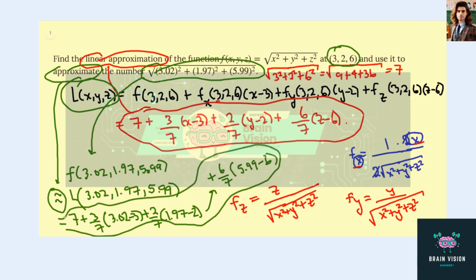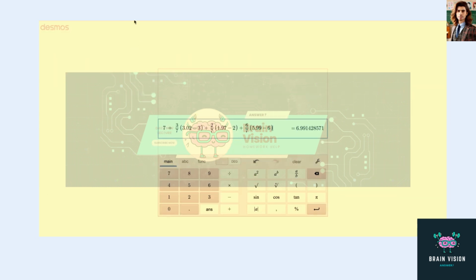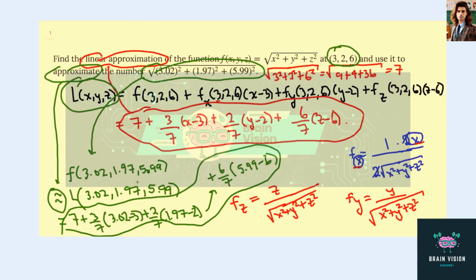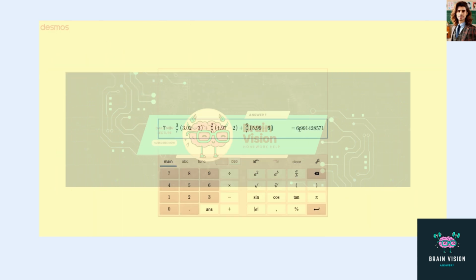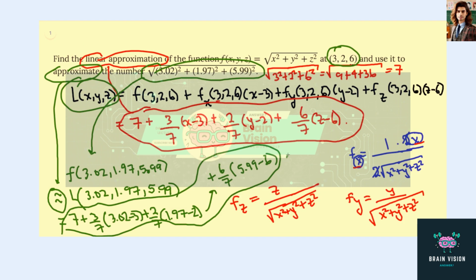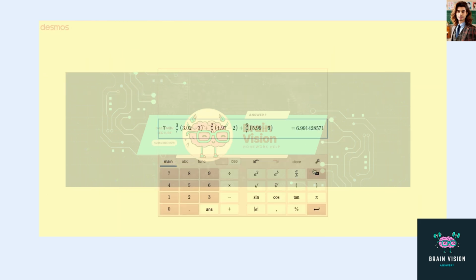So I'll just go to the calculator on the next page to simplify what this answer is. So you can see here we have the same expression. Let me just double check that. 3 over 7, 2 over 7, 6 over 7. And you can see our point matches the same point over here. And so the calculator gives you about 6.991. And that's our final answer.